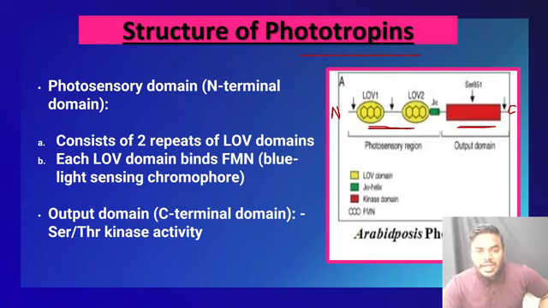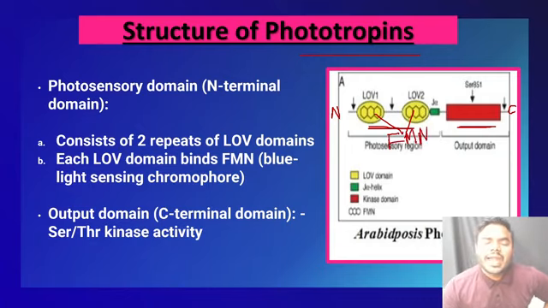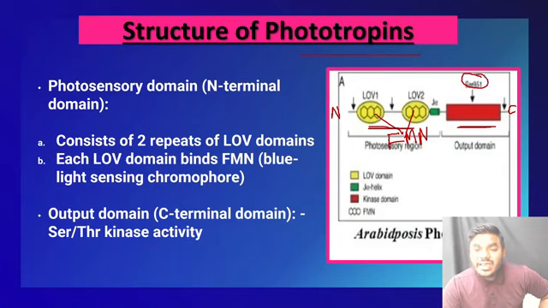The photosensory region contains two domains, correct? LOV1, LOV2. Each LOV1 and LOV2 domain contains what? FMN. What is the function of FMN? Acting as a chromophore. And the red color one, you can see the output domain, it is having serine and threonine kinase activity, which is connected with a chain called the J chain or J alpha chain. Kindly don't confuse with this.